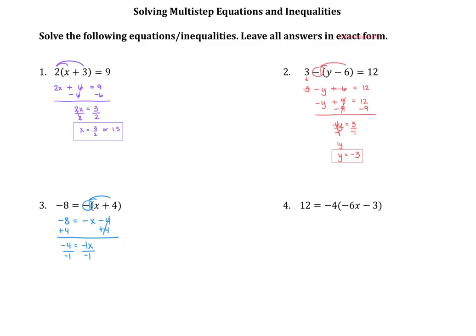-4 divided by -1 gives me +4. -1 divided by -1 gives me +1. So this is just x.